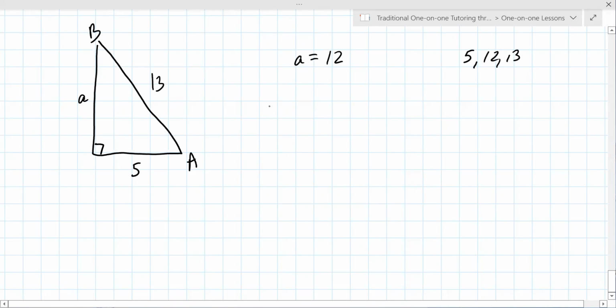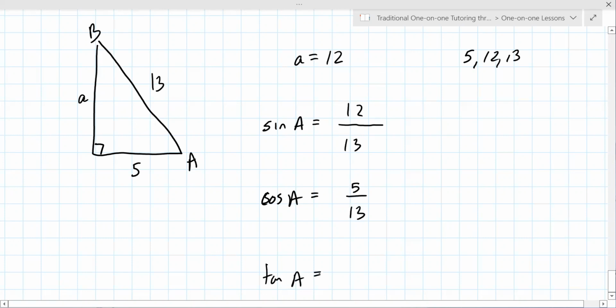So now let's say I wanted you to find the sine of A. What two values do I need for the sine of A? What's the ratio in the top and the bottom here? Opposite over hypotenuse, so it would be 12 over 13. Good. How about cosine A? Adjacent over hypotenuse, so that would be 5 over 13. Good. How about tangent of A? 5 over 12. Now notice opposite over adjacent, it's also sine over cosine.